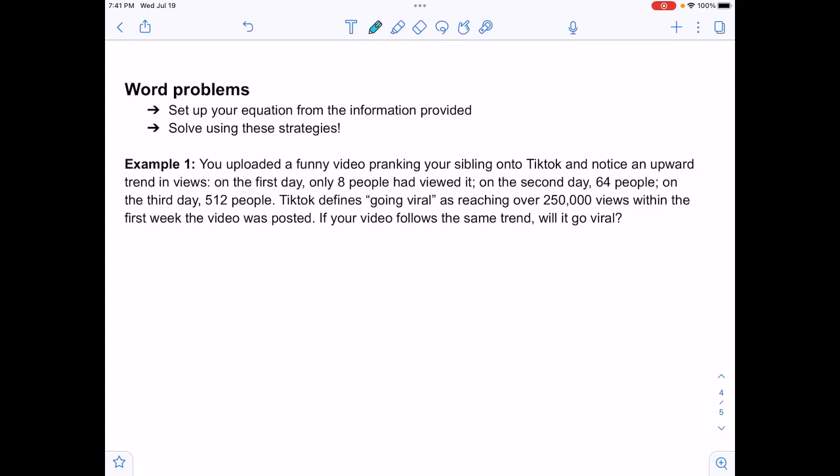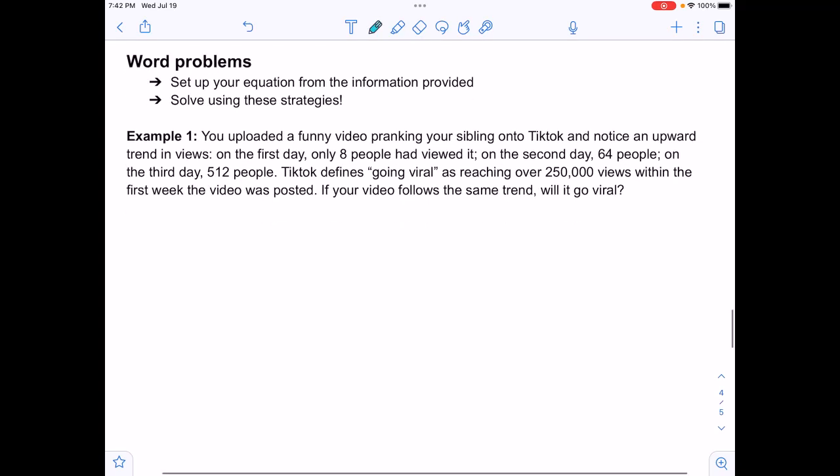Here's our first example. You uploaded a funny video pranking your sibling onto TikTok and notice an upward trend in views. On the first day, only 8 people had viewed it. On the second day, 64. On the third day, 512. TikTok defines going viral as reaching over 250,000 views within the first week the video was posted. If your video follows the same trend, will it go viral? Let's take a look. I'm going to start this one off by creating just a table of values to record some of the numbers that I've been provided.